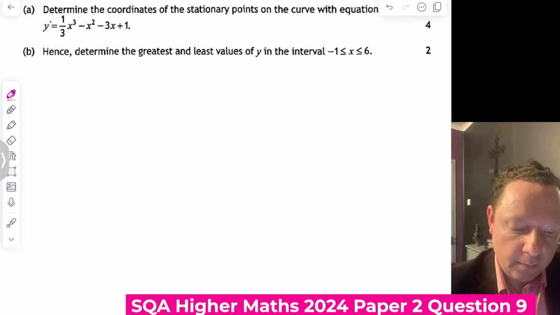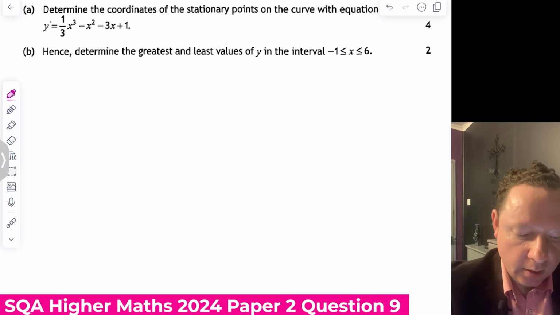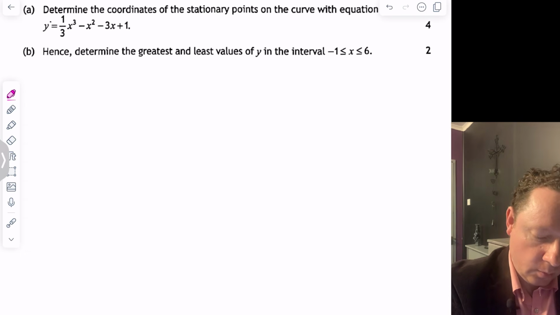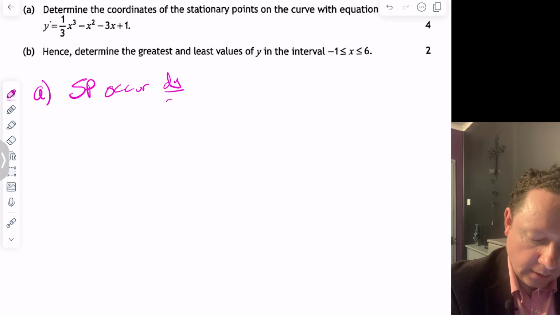And there we are. Determine the coordinates of the stationary points on the curve with equation a third x cubed minus x squared minus 3x plus 1, then the greatest and least values between that interval. Well, let's do part A first. Stationary points occur, you need to write this, when dy by dx equals 0. So what's dy by dx?